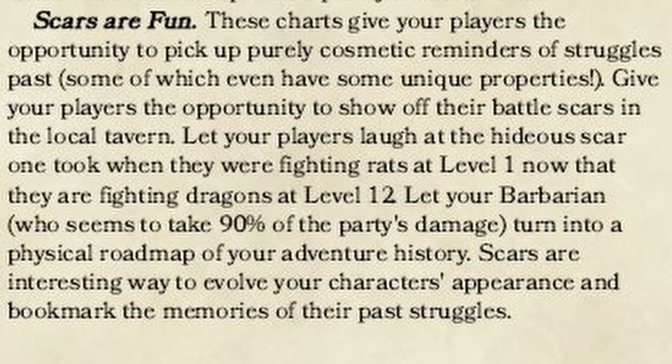Now, this next part is very important. Scars are fun. These charts give your players the opportunity to pick up purely cosmetic reminders of struggles past, some of which even have some unique properties.